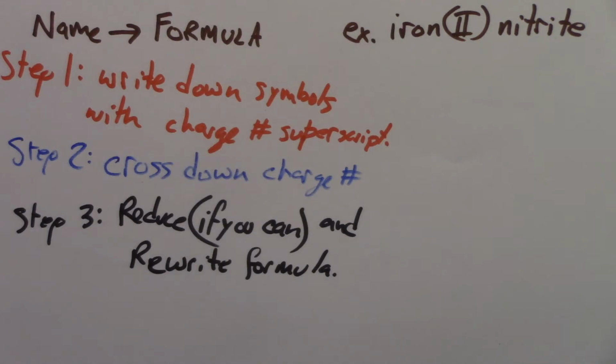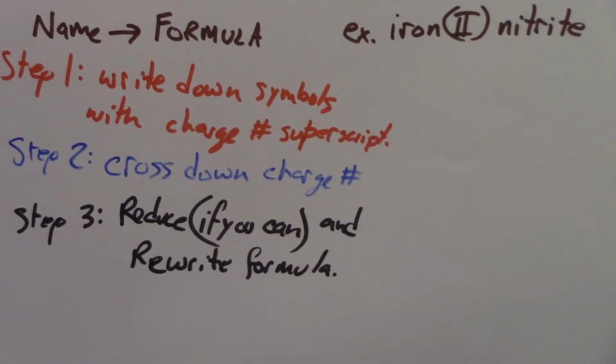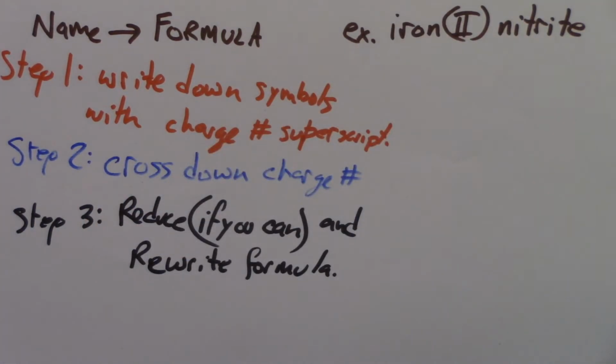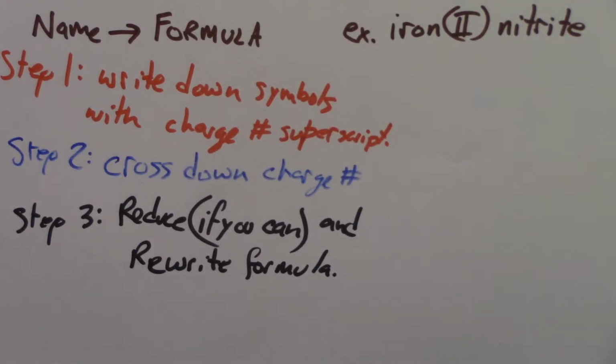Name to formula. So in this example we have, and I sped things up, I wrote these things down. Example is iron 2 nitrite. So there is our name of this ionic compound. You can tell it's ionic because it has a metal and some sort of non-metal. It's apparent that this is multivalent.